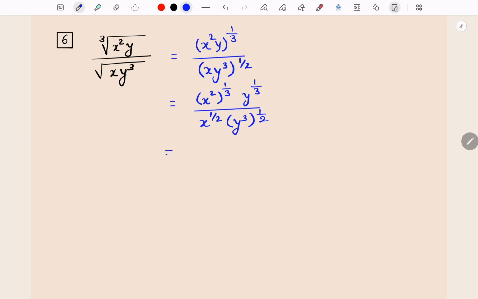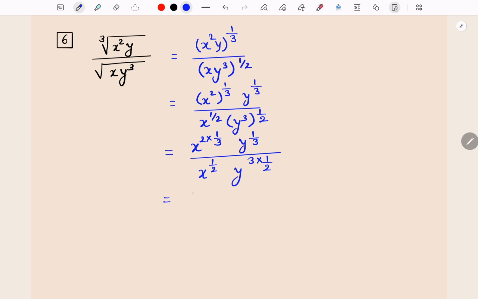Now, let's simplify it. Here we have power of a power, so x raised to the power of 2 multiplied by 1 over 3. Then we have y raised to the power of 1 over 3. In the denominator, we will have x raised to the power of 1 over 2. And here again, we have power of a power. So we will multiply the indices. So it will be 3 multiplied by 1 over 2.